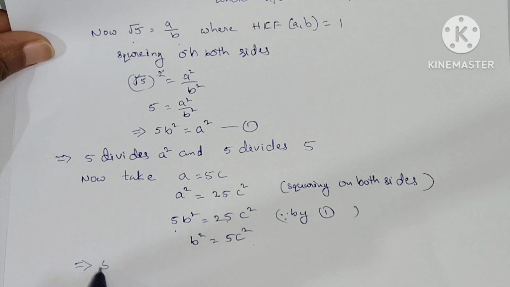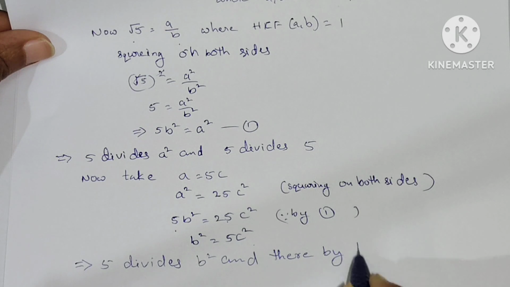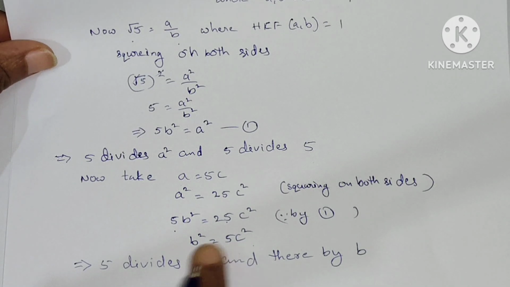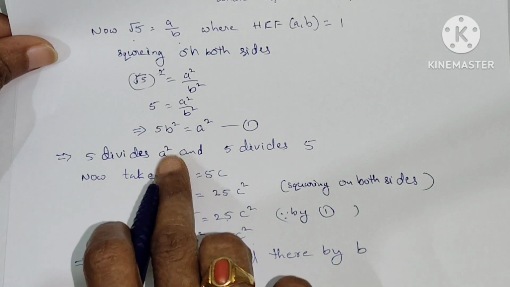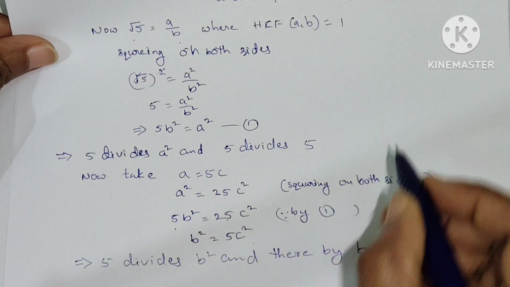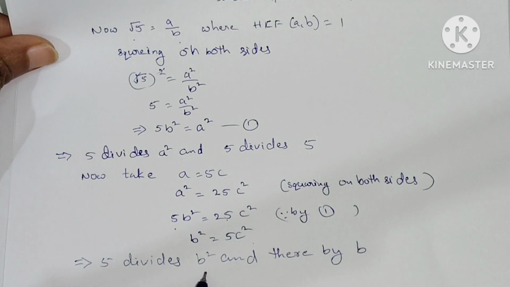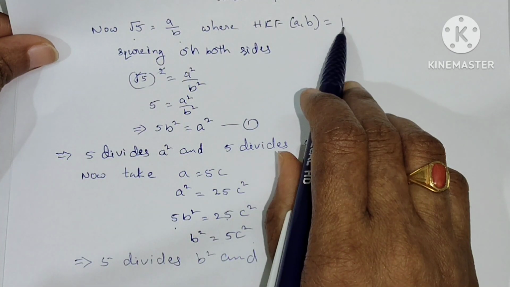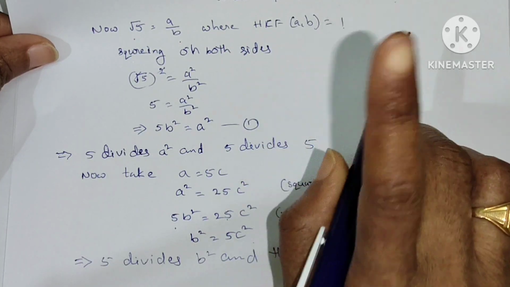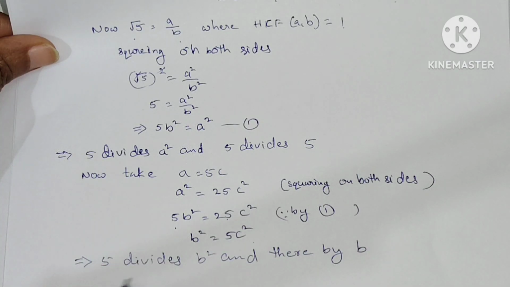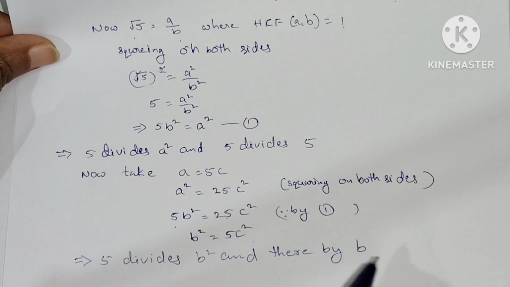So that means 5 divides b square and thereby b. Here b square equals 5c square means 5 divides b square. So 5 divides a square. First, observe these two lines: 5 divides a square and 5 divides b square. Already we know that a, b are co-primes, HCF is 1. So 5 divides a square and 5 divides b square contradicts that a and b are co-primes.